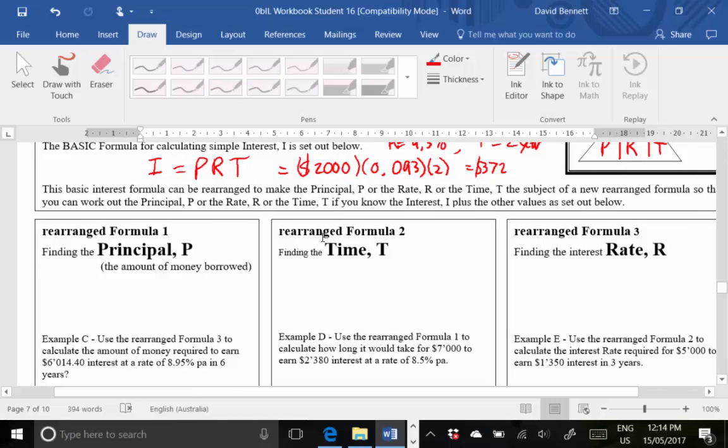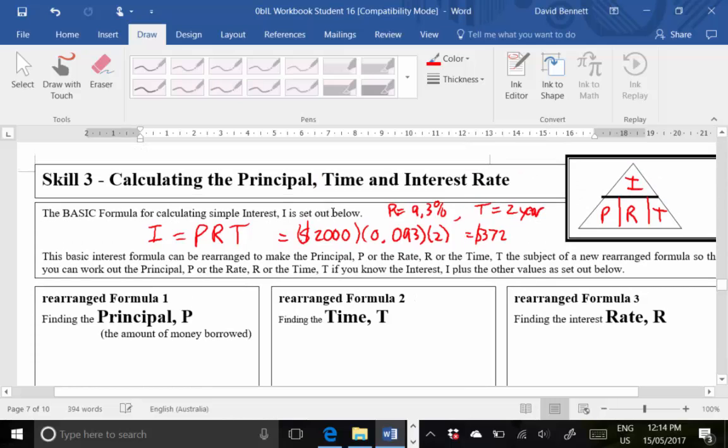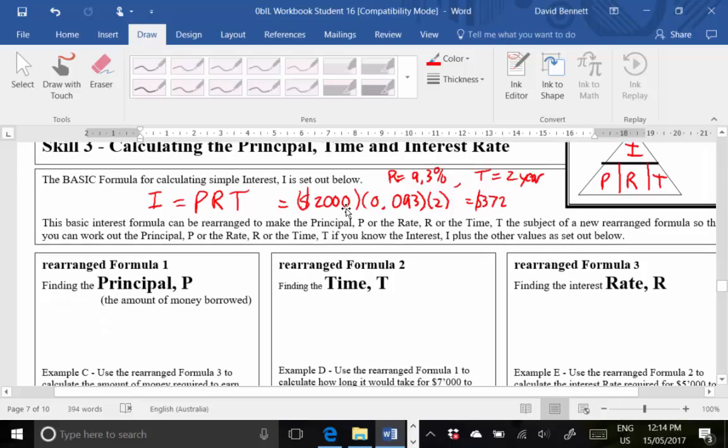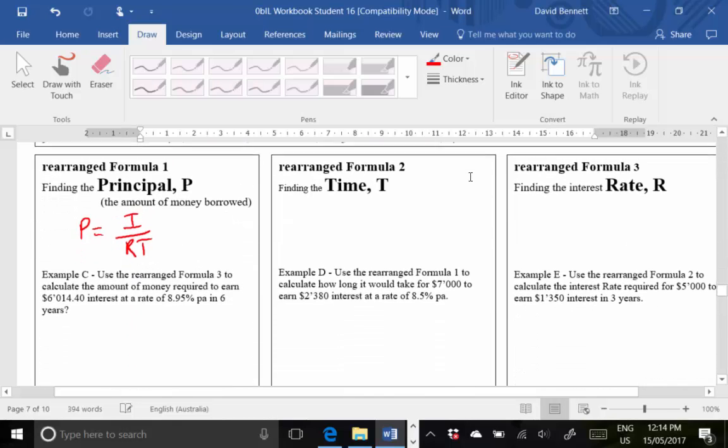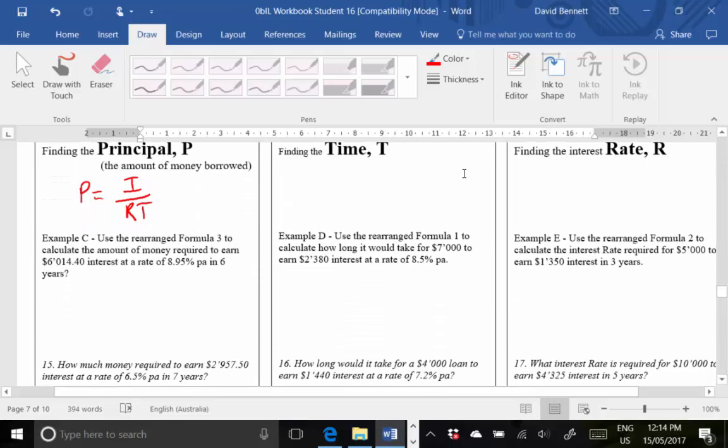Now, when we're looking at our principal, if we're rearranging our formula, imagine sort of hiding the principal over there. Then we would get a formula which is P is equal to I over RT. Okay, so that's what it works out to be. So in this example C, assuming we're rearranging the formula, calculate the money required to earn $6,014.40 at a rate of 8.95% in 6 years.